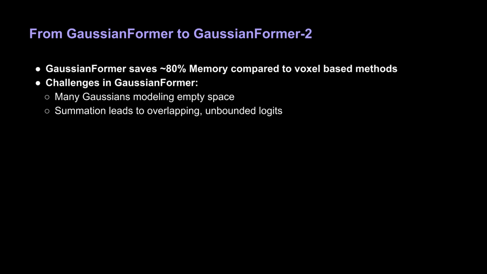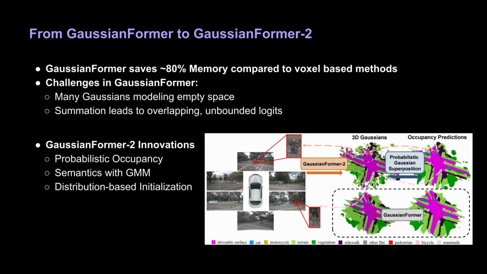This leads us to the second approach, GaussianFormer 2, building upon its predecessor. GaussianFormer 2 tackles these issues by adopting a probabilistic viewpoint and introduces several key innovations, namely probabilistic Gaussian superposition, semantics with Gaussian mixture model, and the distribution-based initialization. Let's go through them one by one.